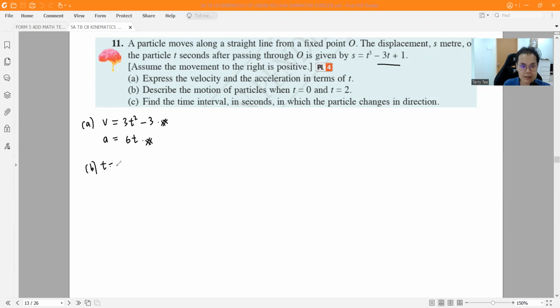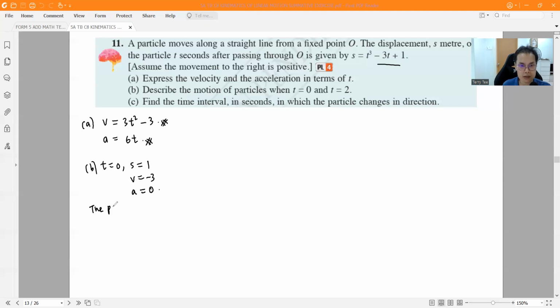When t is 0, what is your s? Put 0 inside. Okay, you get 1, right? What's your v? Put 0 inside. I got minus 3. What's your a? Put 0 inside. My a is 0. Okay, but here the question says describe the motion. Actually, you don't have to mention your displacement. I think a textbook answer doesn't write about displacement, but if you want, you can write all three, the SVA.